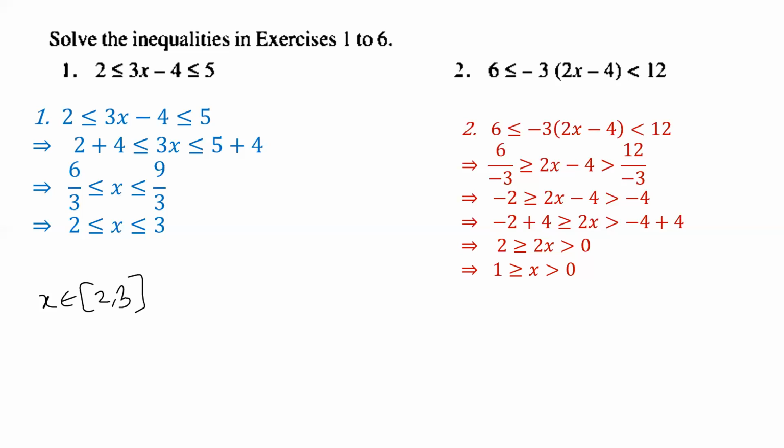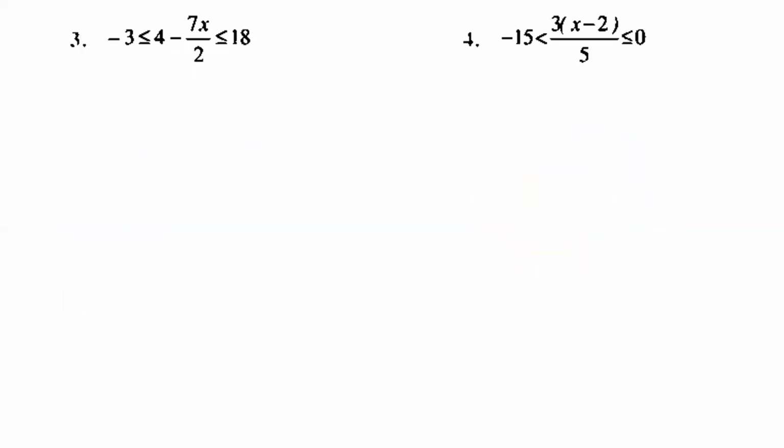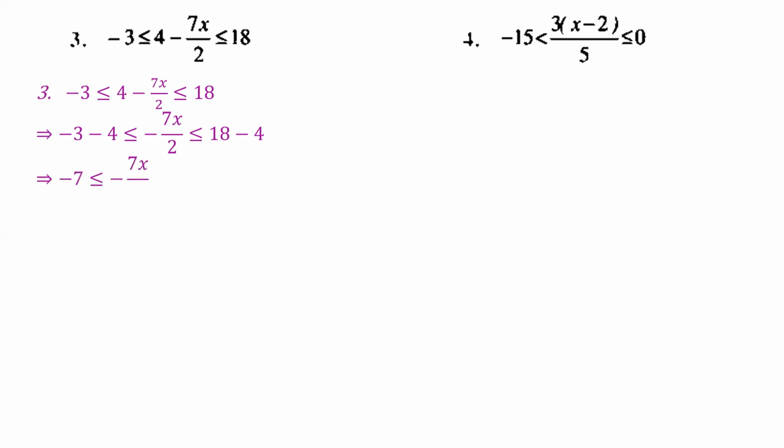Moving to the next question, question number 3. Minus 3 less than or equal to 4 minus 7x by 2 less than or equal to 18. First of all, subtract 4 from both sides of this inequality. So minus 3 minus 4, and on the right hand side 18 minus 4. Simplifying, you will find minus 7 less than or equal to minus 7x by 2 less than or equal to 14.